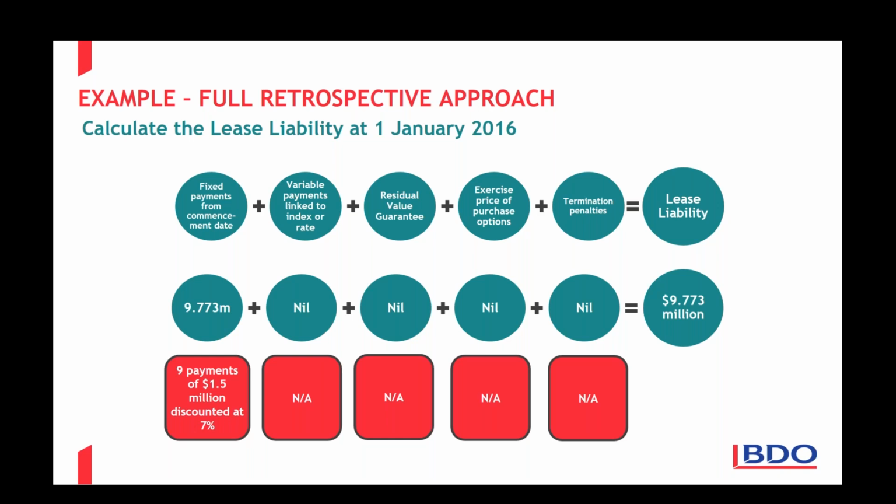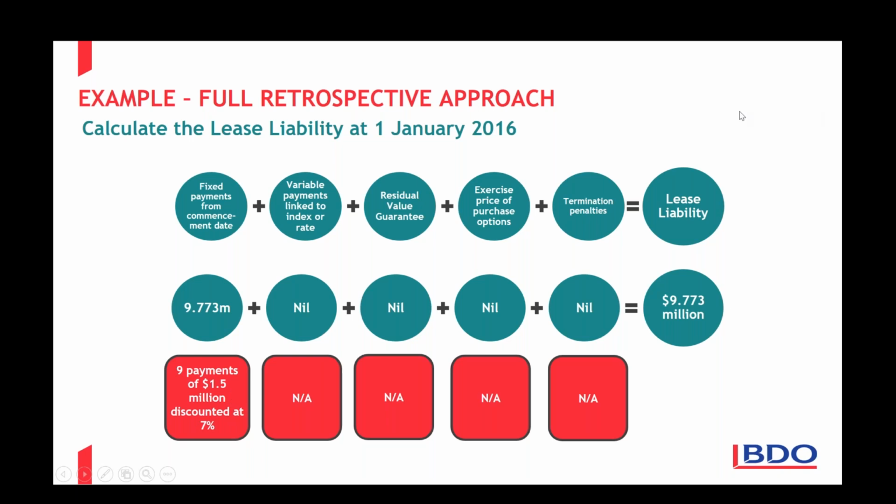You add to that the variable payments, and we've got nothing. Is there residual value? Nothing. Is there an exercise price on purchase options? Nothing. Are there termination penalties? We say nothing. And in this situation, we therefore realize that our lease liability, or the net present value of future lease payments as at the 1st of January, was 9.773 million. Remember, we've got payments of 1.5 million.